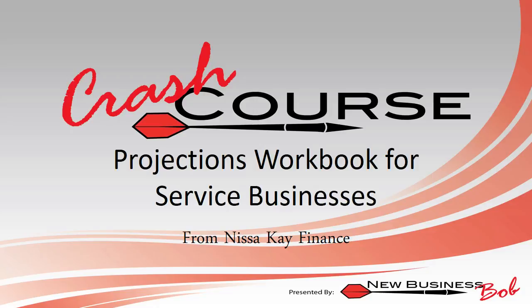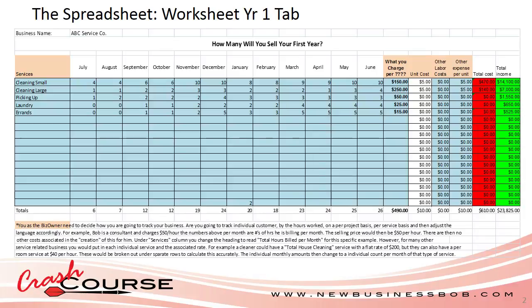I'll be taking you through a new Business Bob crash course on projections workbook for service businesses. In this first slide, we've got the worksheet year 1 tab, and across the top you see the business name. You fill in that information later on, as well as the months across here. It's filled here because I've already filled it in. I'll show you where to do that.